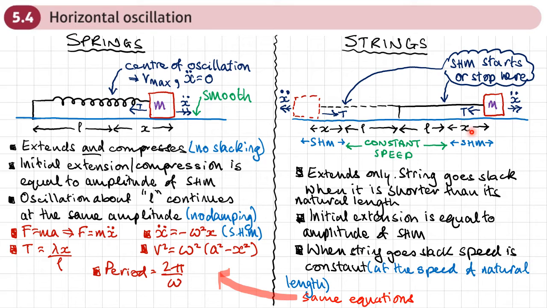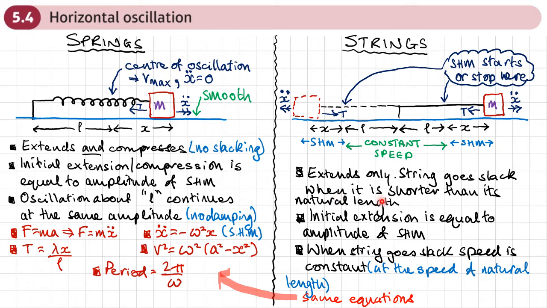Okay, so what we have actually is like 2 half cycles of harmonic motion. So we've got one that sort of goes that way, and we've got one that goes in the opposite direction over here. So we've got these 2 half cycles of harmonic motion on either side with this constant speed in the middle. So the string extends only, there's no compression in the string, it goes slack.